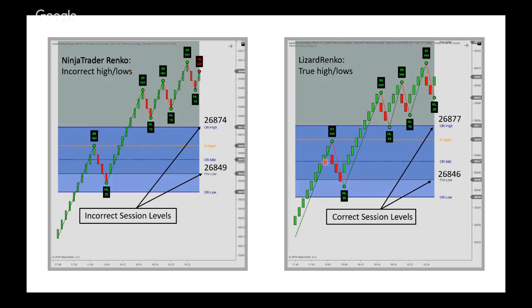As you see here, we do not display the VIX, but the highs and the lows are still plotting correctly. You can add the VIX and the opens to verify that. And we see here this retest of the opening range high exactly at the 26,877 level. So the information contained within the bars with the LizardRenko is not influenced by the display options.